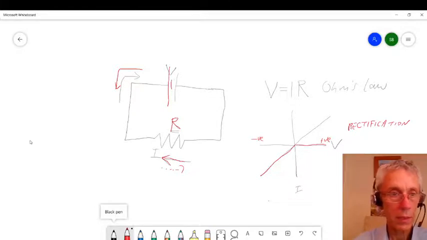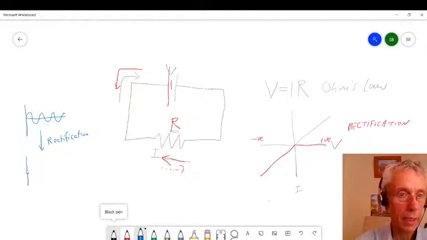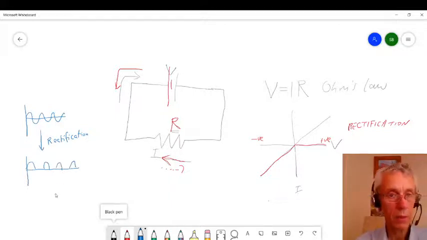What it means is, if I were to try and apply an alternating current like this, just like you get on the mains, if I were to put that through this rectifying resistor here, this red one, what I would get would be that. It's only allowing the current to go in one direction.